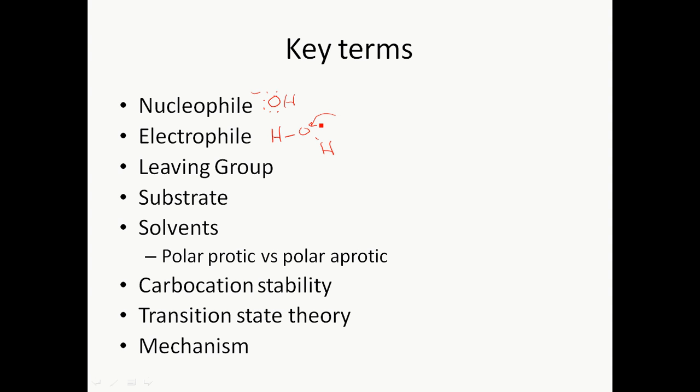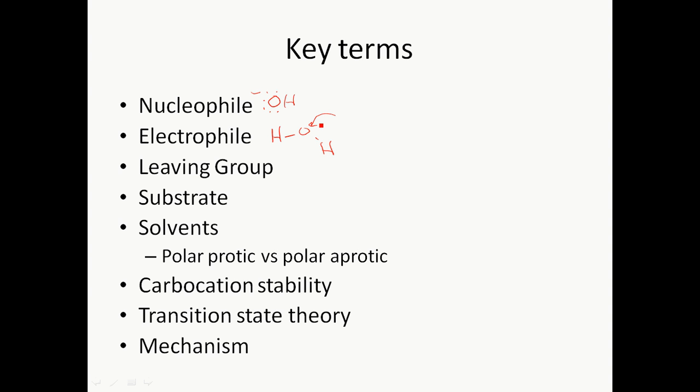The solvent is where the reactions take place most times, and it does have an effect on the reaction that's going to proceed. There's 2 major types that we worry about in this chapter, polar protic versus polar aprotic. So take a look at those and understand the differences.